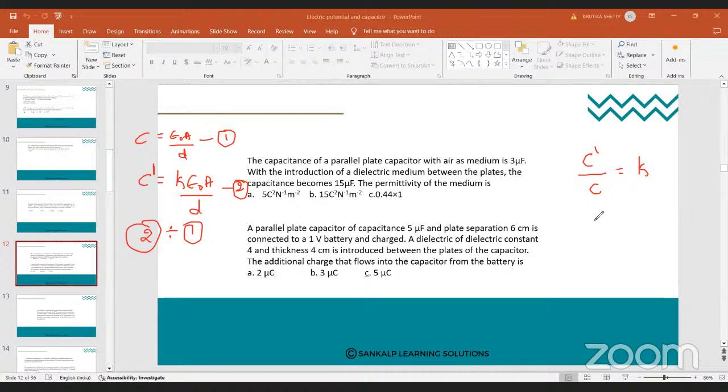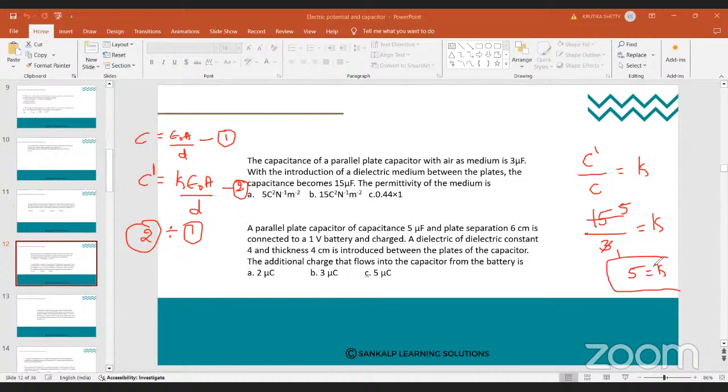So what is the value of C dash here, students? The value of C dash is 15 and the value of C is 3, which is equal to K. So 3 ones are 3, 3 fives are 15. So the value of K becomes 5.